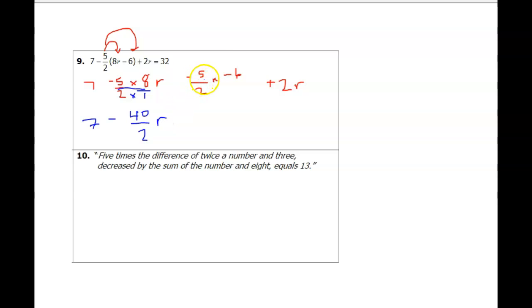The next one, I do the same thing. I'm going to put a 1 over the 6, and then I'm multiplying straight across. Negative 5 times negative 6 is positive, so I know this is going to be plus 30. And 2 times 1 is 2. So I got 30 over 2. And then I bring down my plus 2R.